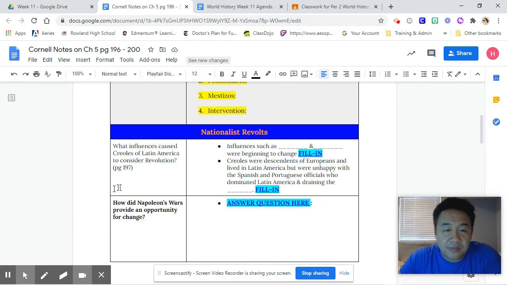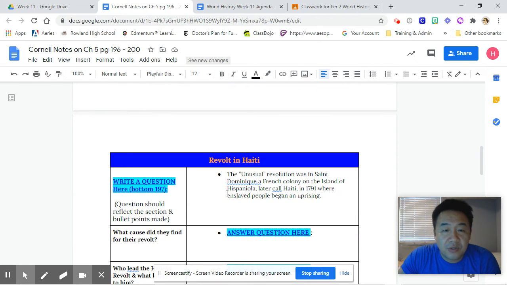But here, how did Napoleon's war provide an opportunity for change? You will then look for this answer in paragraph 4 on page 197 underneath national revolts. And then you will answer that question, and that would be the note that you would be taking. That would be the information you would be taking down in Cornell notes. All right, so you would do that for most of the different questions. And there is actually also you writing questions.